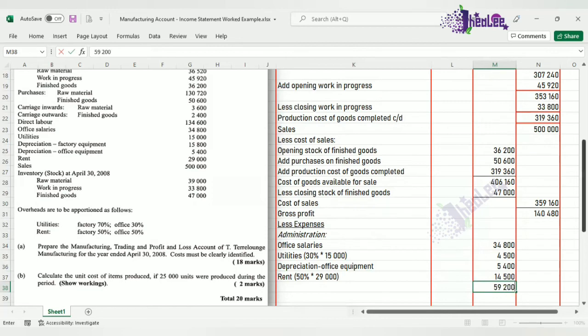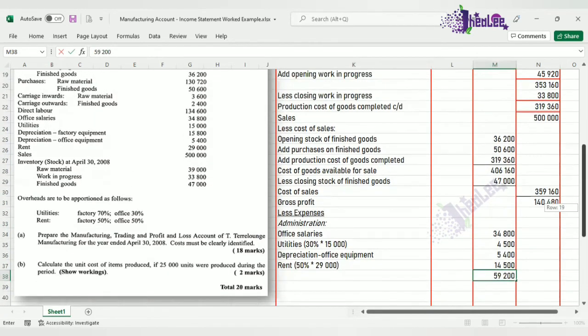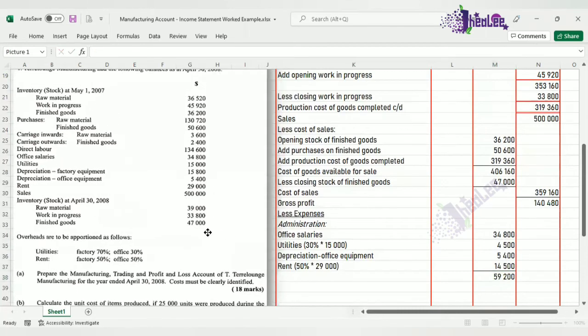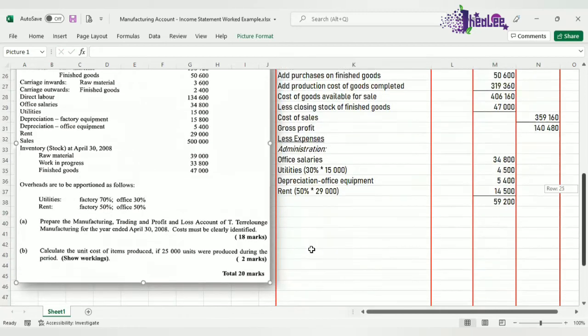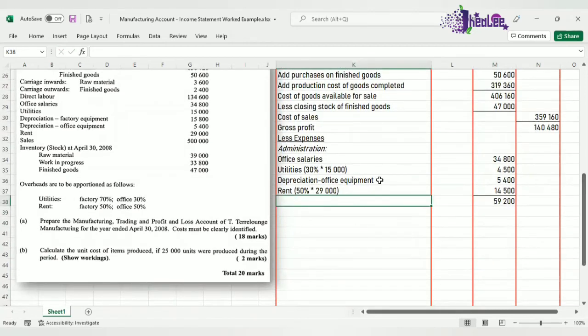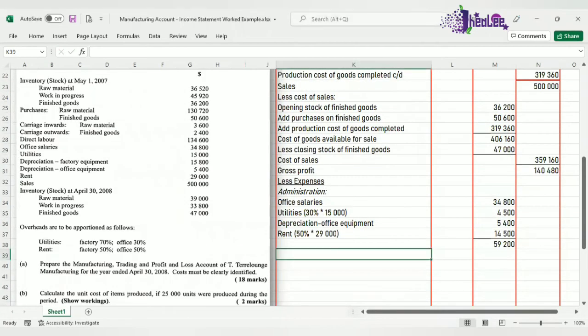59,200. What we're going to do next is to check if we have any selling and distribution expense, and yes, we do. And once we do, we have to ensure that we label the section like we did for admin. Our heading is selling and distribution expense. And remember, you're looking for those costs that are related to selling the products. And for this question, we only have one, which is carriage outwards of finished goods.